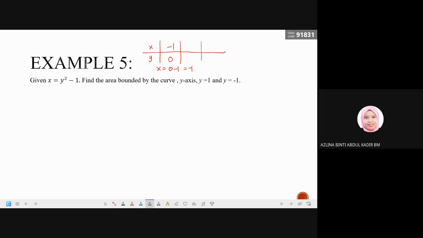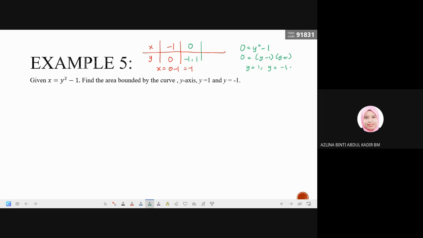Okay. Then when x is equal to 0, x is equal to y squared minus 1, to find the y-intercept. So we have 0 equals y squared minus 1. So you factorize: y minus 1 times y plus 1. So we get two values of y: y is 1 and y is negative 1. Negative 1, positive 1. Okay, so ada 3 point.